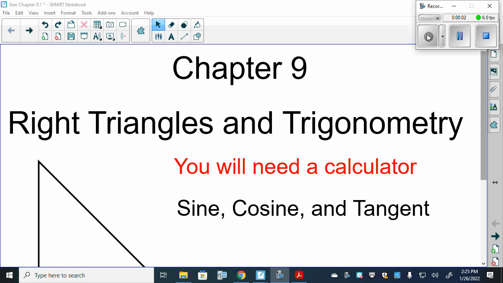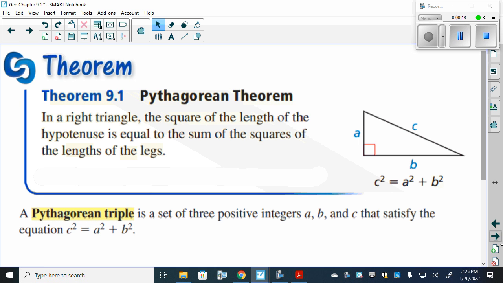All right, guys, we're going to get started on the lesson today. Today we are starting Chapter 9. And Chapter 9 is going to be going over right triangles and trigonometric functions, so sine, cosine, and tangent. But today, we're mainly going to be focused on right triangles and the Pythagorean Theorem.